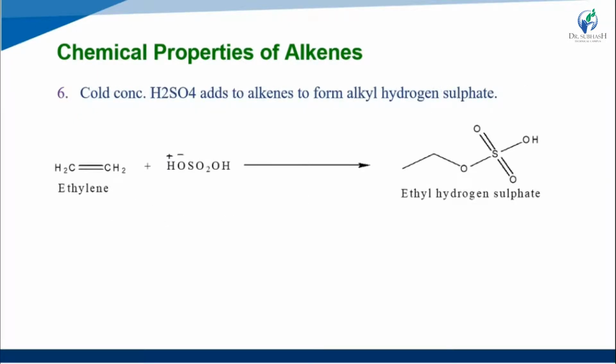Now we learn the sixth reaction, that is cold concentrated sulfuric acid, H2SO4, added to alkenes to form alkyl hydrogen sulfate. So first we take ethylene plus H2SO4 in cold and concentrated condition, making ethyl hydrogen sulfate. So this is the sixth method.